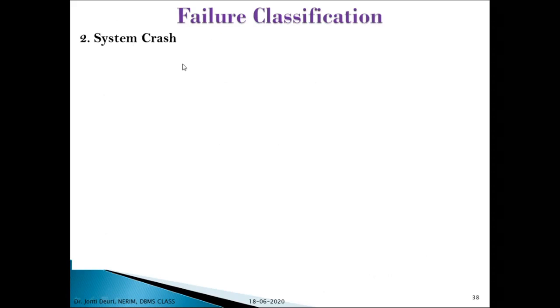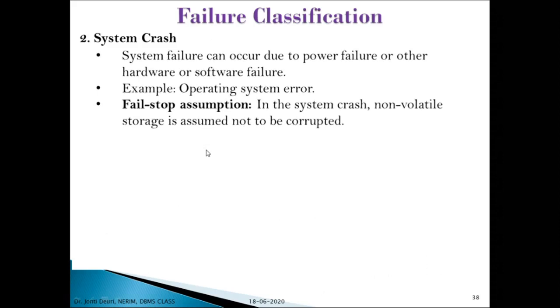So the next failure is system crash. Sometimes our system crashes, right? System failure can occur due to power failure. Our system may crash, or our system can fail. System failure will occur if the power is off, or if any other hardware or software failure is there. So, for example, operating system error or power off, or any kind of system related failure comes under system crash or system failure.